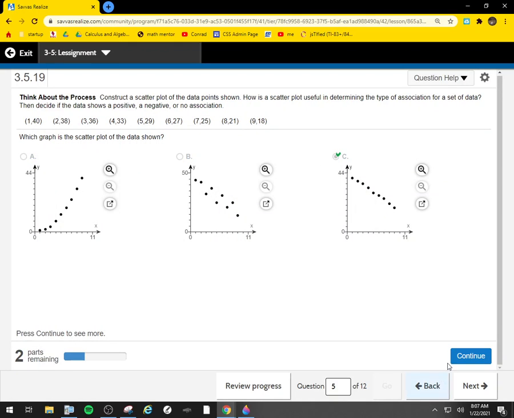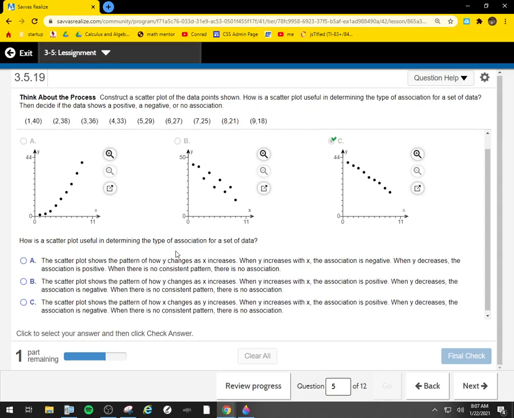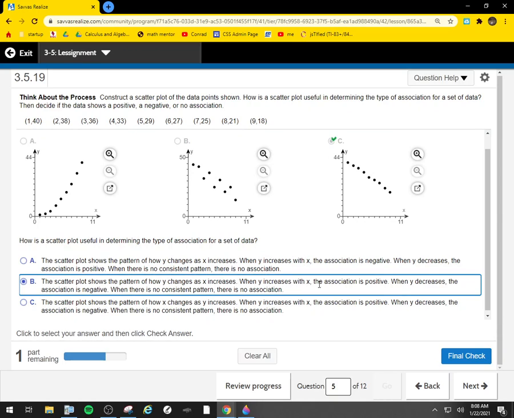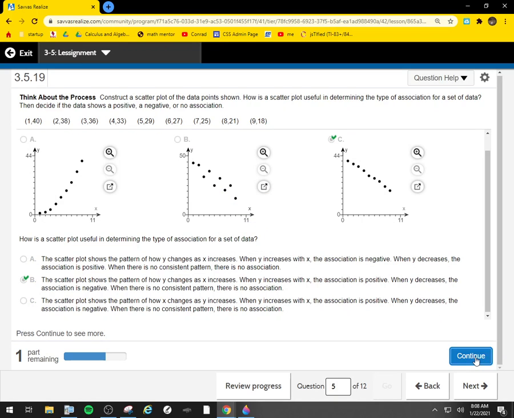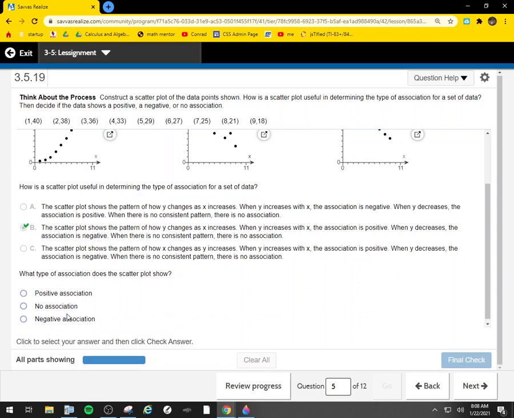Okay. Oh, I gave you guys 2 of these. When y increases with the, oh wait, so we want y changes as x increases. So it's not C in this one. When y increases with x, we call that a positive association. That's silly. I saw it was a multi-part question. I thought it was more interesting than that. So I got another negative association.